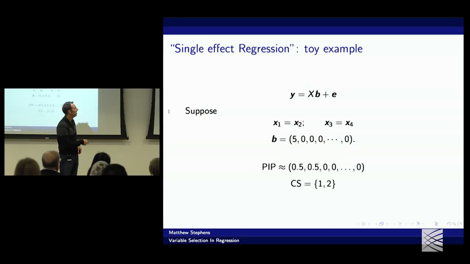And if SNP 2 were just highly correlated with SNP 1, then maybe this number would be slightly bigger than this one, but they would still be 0.6 and 0.4 or 0.7 and 0.3. And then if you've got a big enough sample size, eventually you'd be able to distinguish between the two SNPs, and you'd get 0.95 on SNP 1.